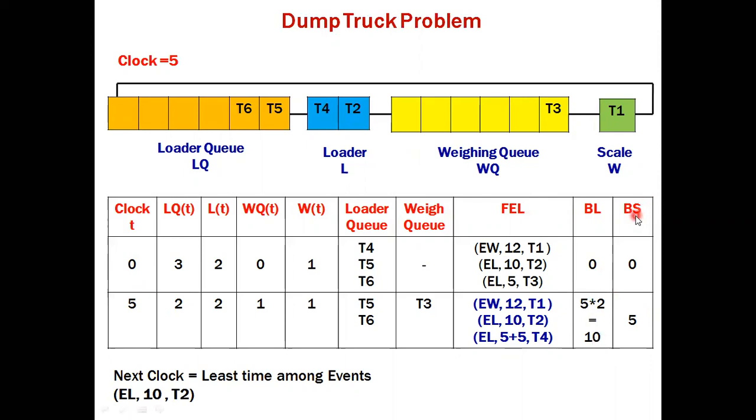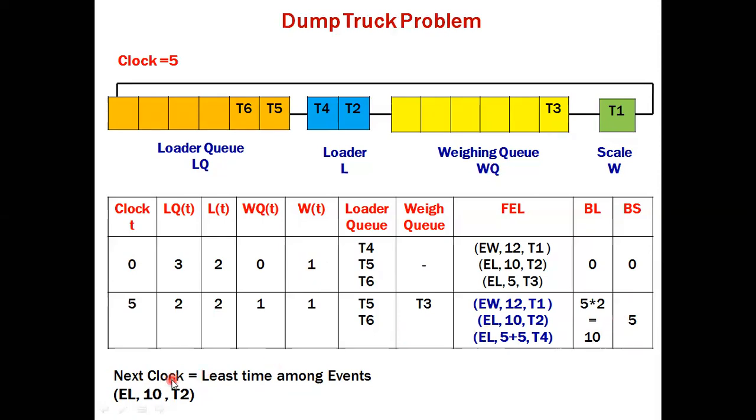Similarly, busy scale between 0 and 5, check whether the scale is busy. Yes, the scale is busy. How do we know whether between 0 and 5 the scale is busy? Check W of t. We have one scale and it is having one value, that means it is busy. So between 0 and 5, the scale is busy. So 0 plus 5 minus 0 is 5, and we have only one scale, so there is nothing to multiply by, that means it is multiplied by 1. So this is the second value.